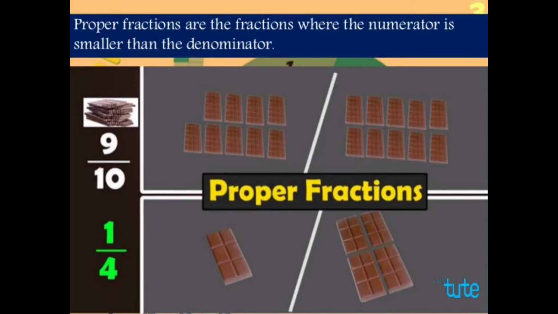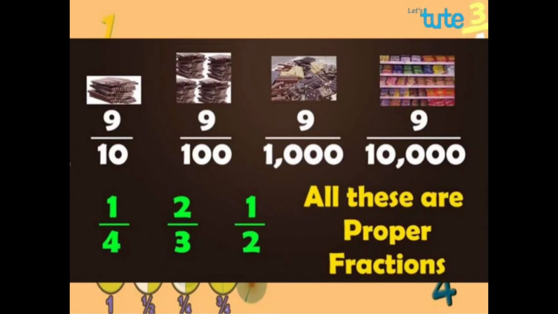Proper fractions are the fractions where the numerator is smaller than the denominator. Examples of these are 9/10, 1/4, 1/2, 1/3, and many more. All these are proper fractions.